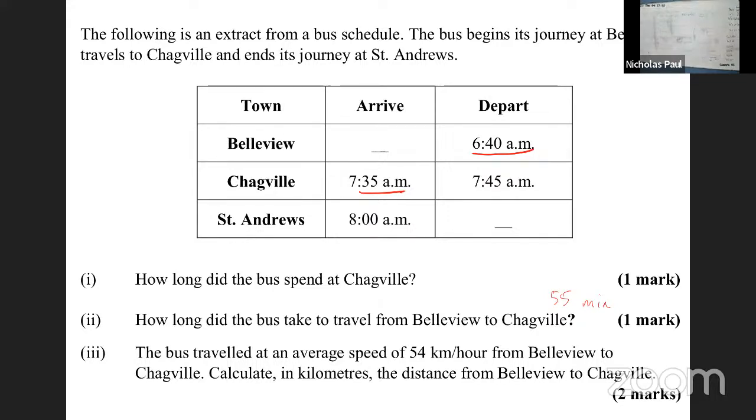Part 3 of it. The bus travels at an average speed of 54 kilometers per hour. Look at the SI unit here. The SI unit is what? Kilometers every hour, right, Nikolai? Kilometers every hour. Right, from Bellevue to Sharkville. Calculate in kilometers the distance from Bellevue to Sharkville. Try that, please.